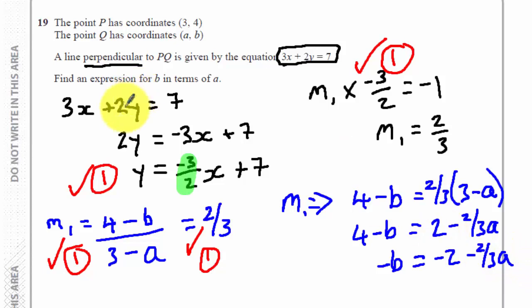The question wants an expression for b. I've got minus b here, so I multiply both sides by -1. So b is 2 plus 2/3 of a. Or you could have 2/3 of a plus 2, that's absolutely fine. And you've got your 5th mark.